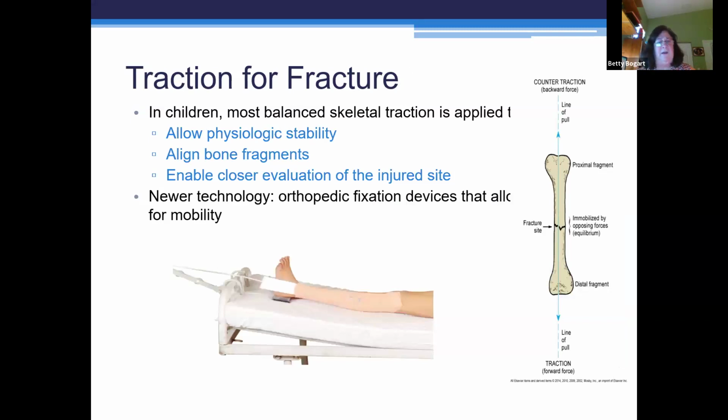Now, I mentioned in the very beginning about traction. There's skin traction, which is this, and then there's skeletal traction, which is like the Steinmann pin in the knee, sometimes the halos on the neck, where things are screwed into the bones. One of the things with traction is that it's used a lot for a fractured femur.